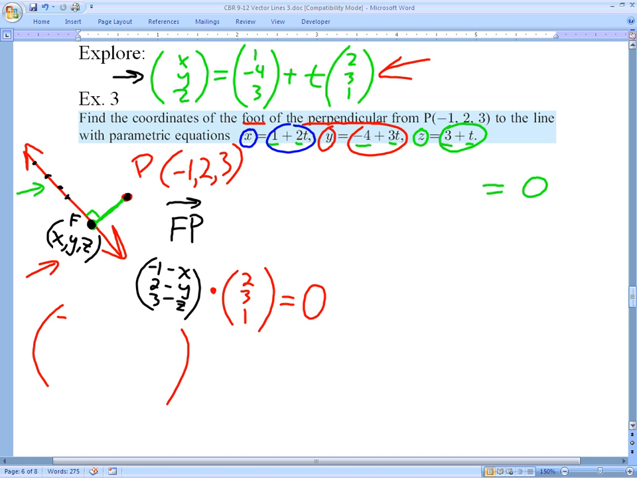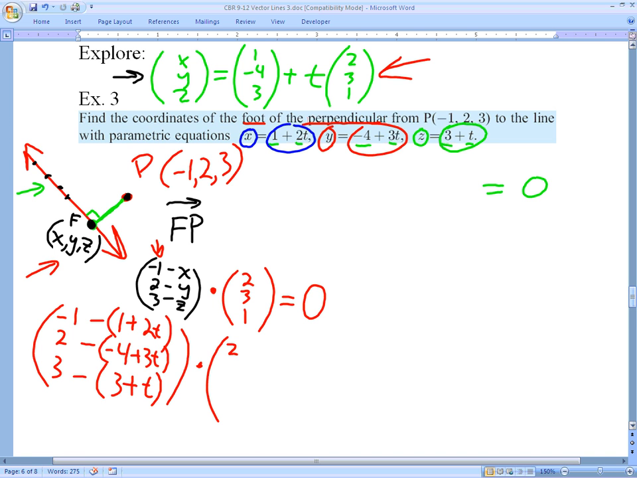So I take the -1, the 2, and the 3 that I just had here. And now instead of subtracting x, I subtract the value 1 plus 2t. And then I subtract -4 plus 3t, which was my y parametric expression, and then minus my z, which is 3 plus a single t. Now I only have one variable. I'm still going to do my dot product here with 2, 3, and 1 and set it all equal to 0.